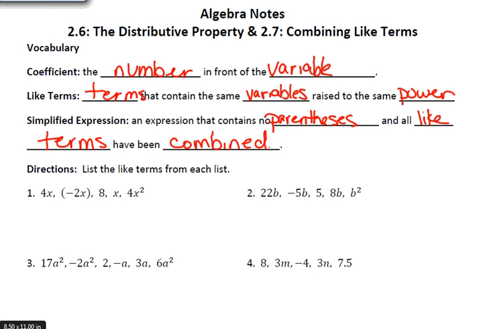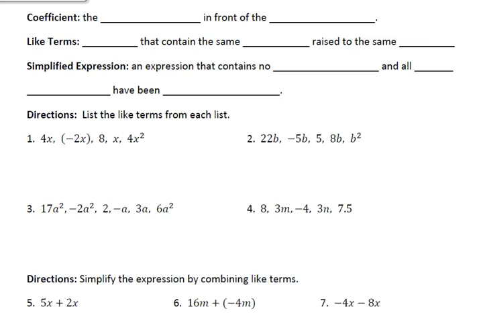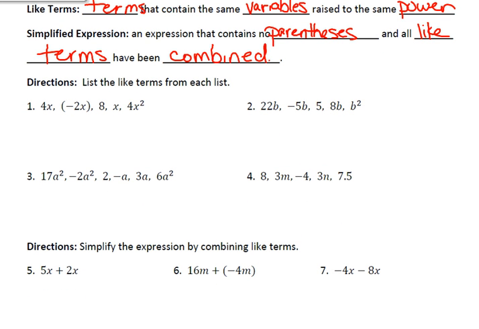So the first thing we need to do is we need to be able to determine which ones are like terms. So now remember, in order for something to be a like term, it has to have the same variable raised to the same power. So I like to think of it as like names. So the number in front of all of these is like the first name, and all the variables is like the last name. So they have to have the same last name or the same variable in order to be like terms.